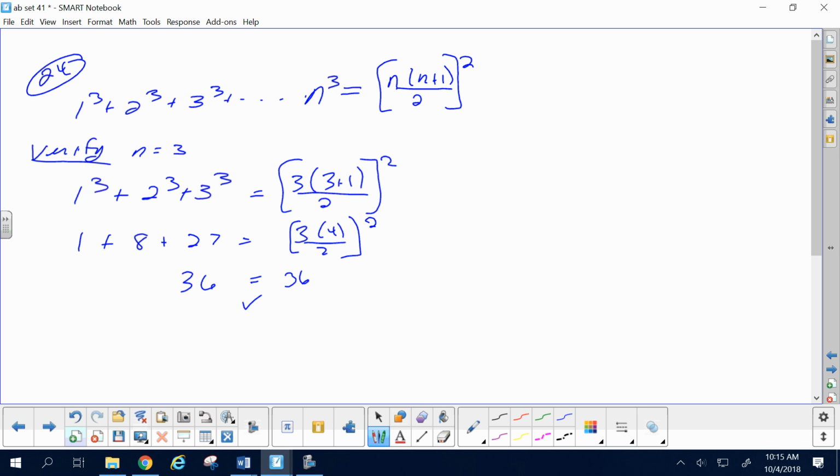Then they say, all right, now that you know the formula works, find the sum of the first 40 positive integers. So 1 cubed plus 2 cubed plus 3 cubed through 40 cubed. Now obviously that would be really tedious to do by hand, so they're saying use the formula now.